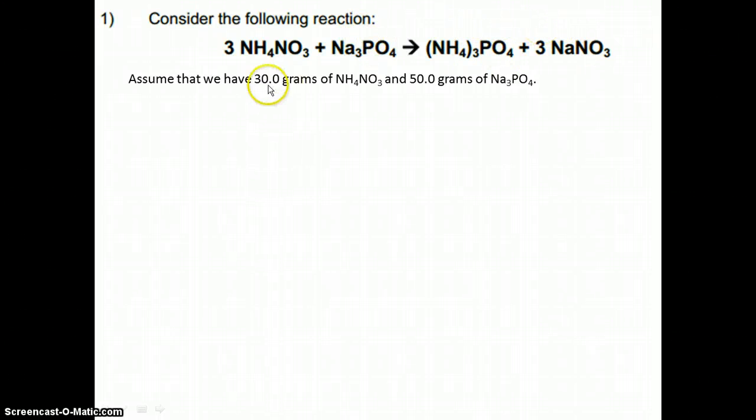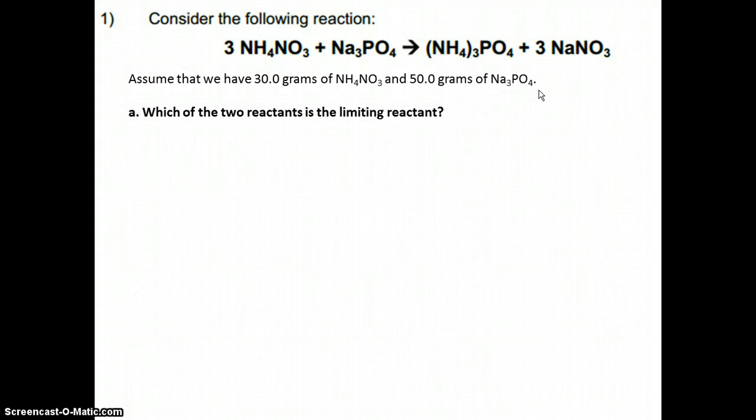So if I have 30 grams of this ingredient, ammonium nitrate, and 50 grams of a second ingredient called sodium phosphate, I need to know the limiting reactant so I can figure out the total number of products or meals I can make. So that's the first question we have to ask. Which one of these 2 ingredients or reactants is the limiting reactant?